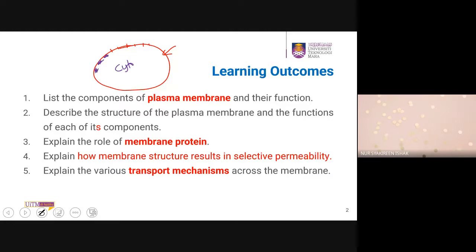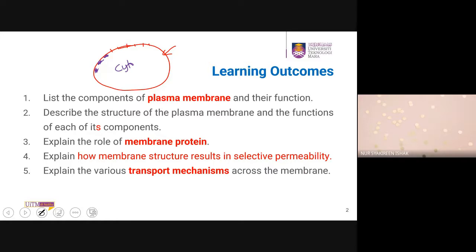So in order for these molecules or ions to enter into the cell, they have to go through the proteins that are embedded in the plasma membrane. So they have to pass through transport proteins. For transport proteins, there are two types, which are carrier protein and also channel protein.